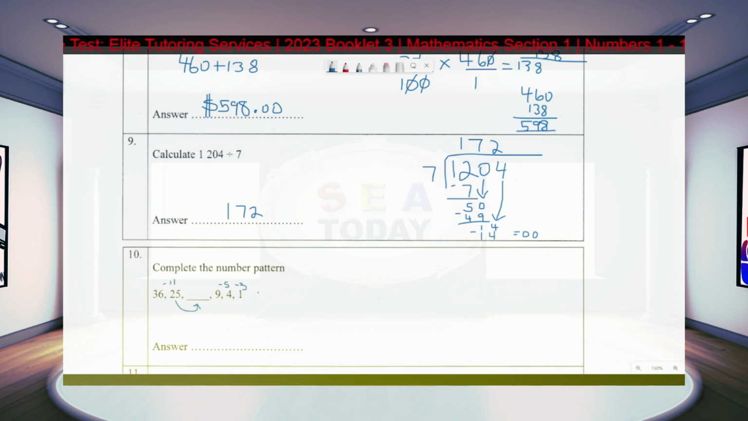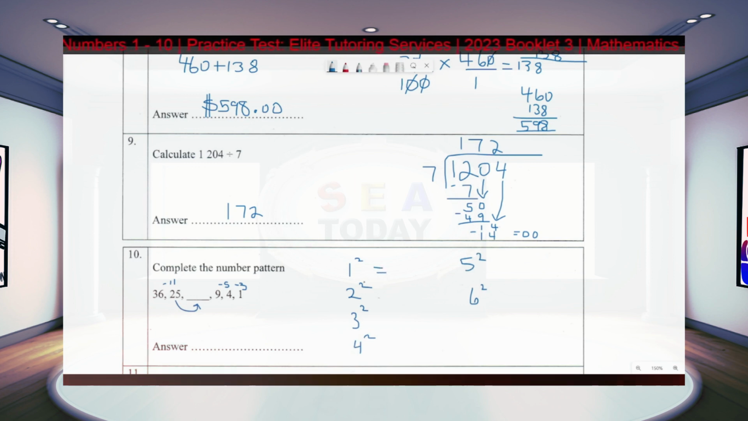These numbers, we need to recognize them for what they are. Special numbers, they are called square numbers, and those square numbers are 1 raised to the power of 2, 2 raised to the power of 2, 3 raised to the power of 2, 4 raised to the power of 2, 5 raised to the power of 2, 6 raised to the power of 2. Right? This is 1 times 1, which is 1, 2 times 2, which is 4, 3 times 3, which is 9, 4 times 4, 16, 5 times 5, 25, 6 times 6, 36.